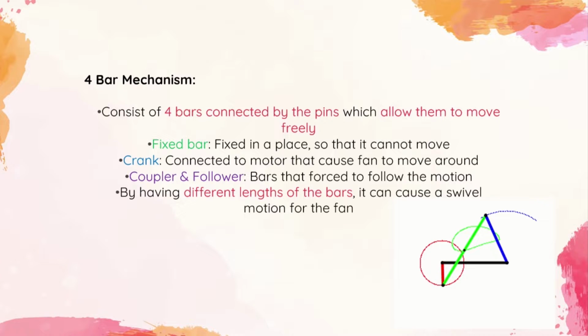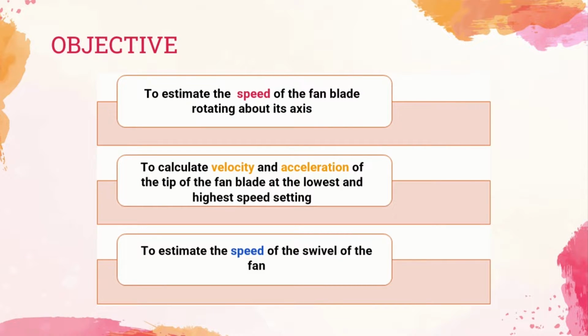As you can see from the picture, the mechanism has different lengths of the bar that can cause a swivel motion for the fan. By understanding the 3D rigid body motions and also the 4-bar mechanism, we have designed an experiment to estimate the speed of the fan blade rotating about its axis, to calculate velocity and acceleration of the tip of the fan blade at the lowest and highest speed setting, and also to estimate the speed of the swivel of the fan.